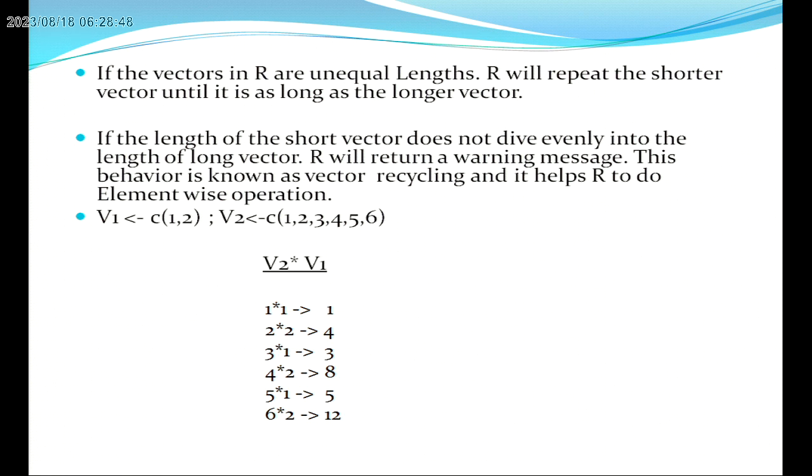For example, vector V1 has only 2 elements and vector V2 has 6 elements, so vector 1 repeats 3 times for execution with vector 2. Example, V2 star V1: 1 times 1 returns the answer 1, 2 times 2 returns 4. Again, the first vector elements repeat, which is the element wise operation. 3 times 1 is 3, 4 times 2 returns 8, and 6 times 2 is 12. So this is called an element wise operation.